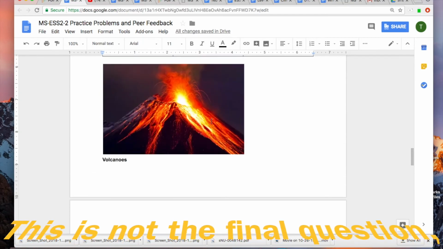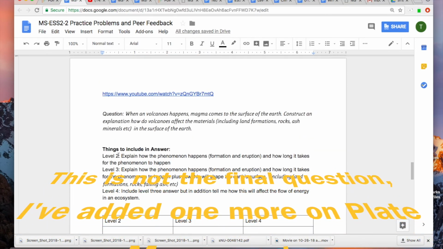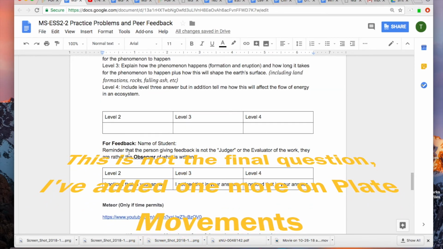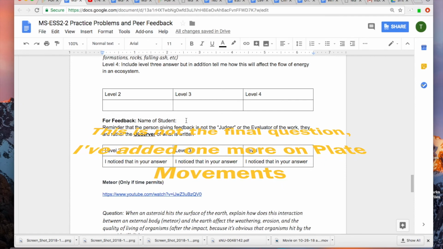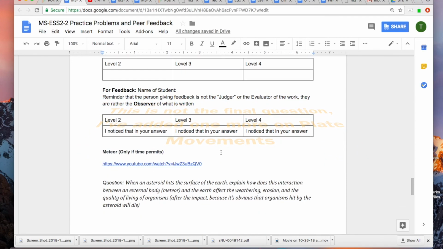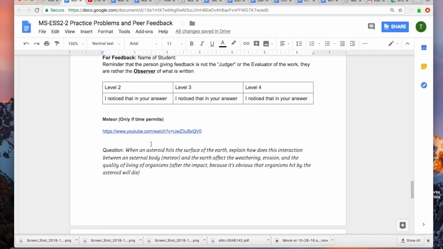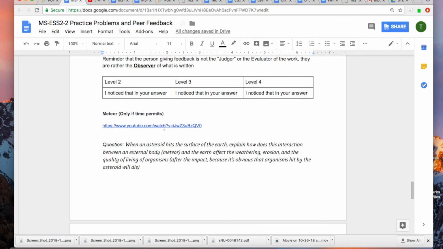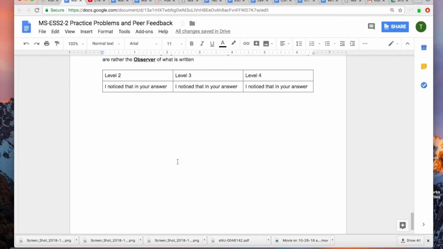The final one is volcanoes. Watch the video on volcanoes. Here's the question. Level 2, level 3, level 4 answer. And then put your answer here. Please get feedback from the same or someone different on your volcano answer. If you want, you can do meteors. It's optional and if time permits, but this is another geological process that affects the Earth's surface. Here's the video, and then you can go on to do that if you'd like. Okay?